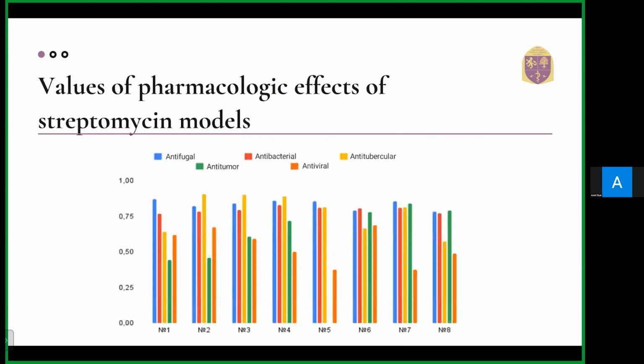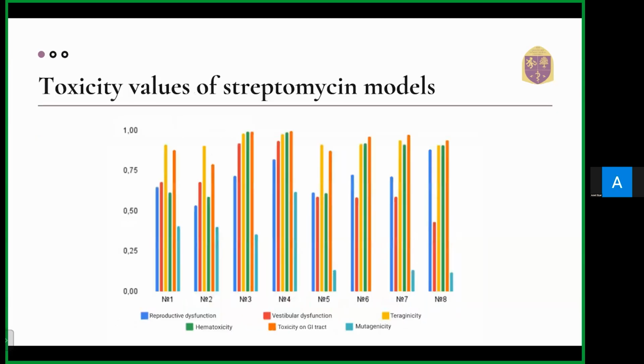Next, the absence of guanidine group and the presence of phosphoric acid residue in the structure of streptomycin number 3 significantly increases the probability of having antifungal and antibacterial effects, and it decreases the toxicity overall. Next, the absence of a guanidine group in the structure of streptomycin number 3 significantly increases the probability of having antitubercle activity compared to other models, and increases the toxicity indicators of the compound.